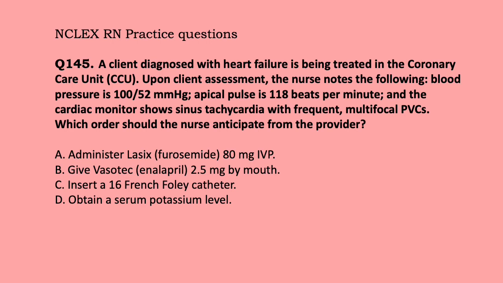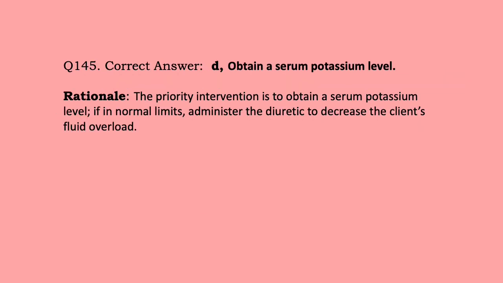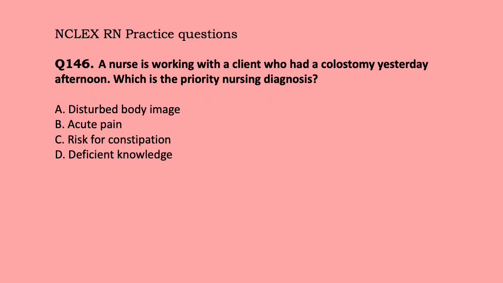B. Give Vasotec, enalapril 2.5 mg by mouth. C. Insert a 16 French Foley catheter. D. Obtain a serum potassium level. Correct answer, D. Obtain a serum potassium level. Rationale: the priority intervention is to obtain a serum potassium level. If in normal limits, administer the diuretic to decrease the client's fluid overload. NCLEX RN Practice Questions. Question 146.